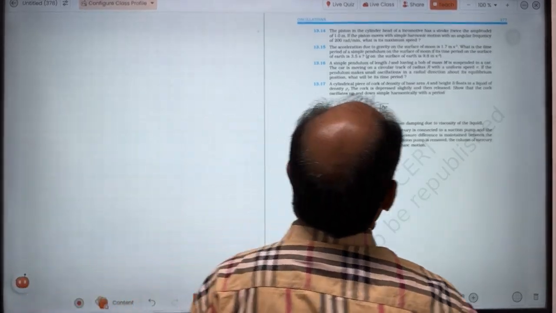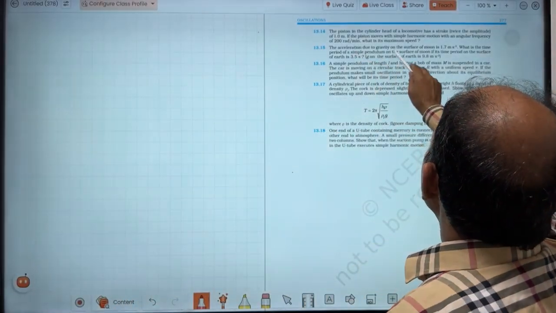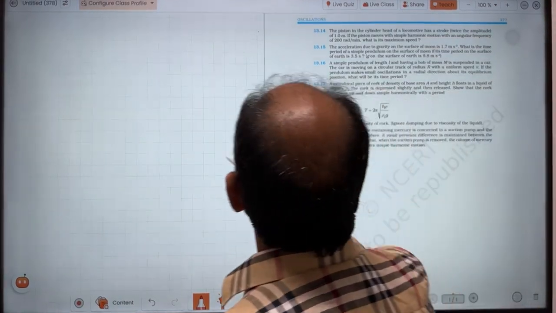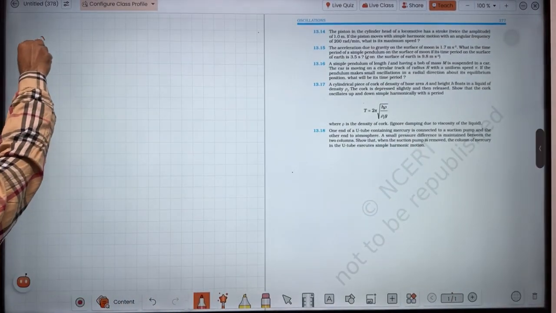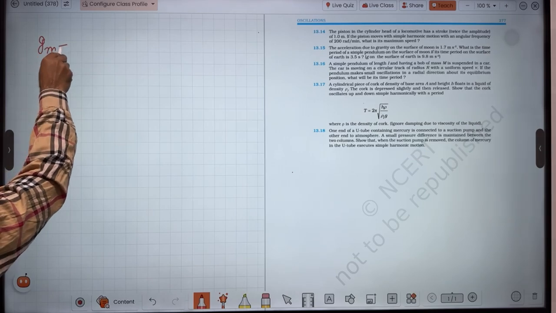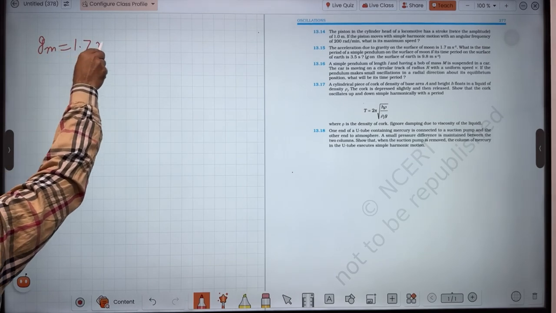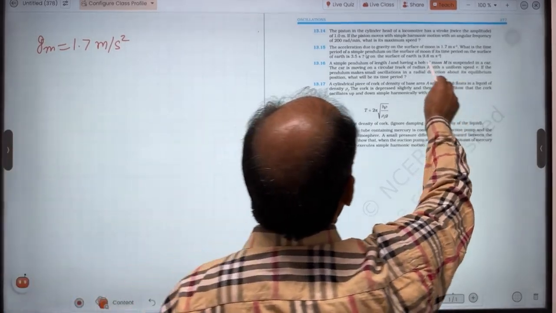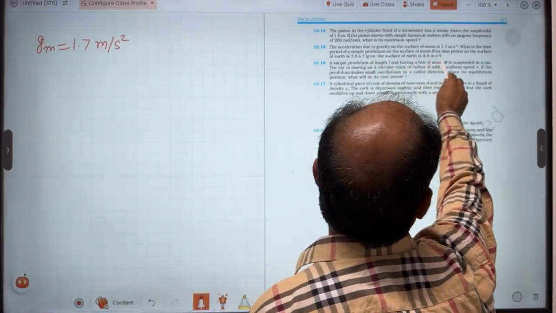Now, the next question says the acceleration due to gravity on the surface of the moon is 1.7 meter per second square. So we can write it here. g moon is equal to 1.7 meter per second square. What is the time period of a simple pendulum on the surface of the moon?